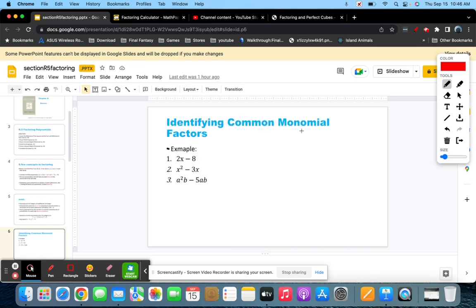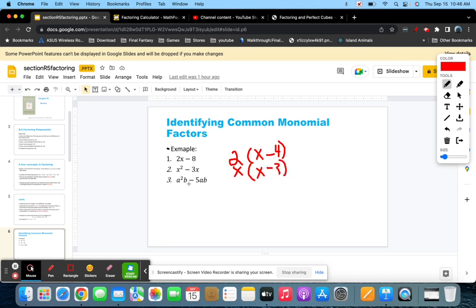All right, identifying common monomial factors. 2x minus 8. What do both of these have in common? Well, 2 goes into both 2x and minus 8. And so I'd pull that out, and I'd be left with 2 times x minus 4. Okay, x squared minus 3x. What do they have in common? An x. You pull that out, and you're left with x times x minus 3.